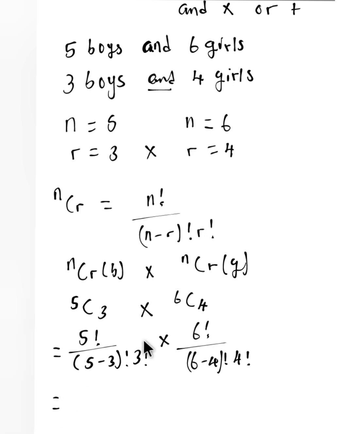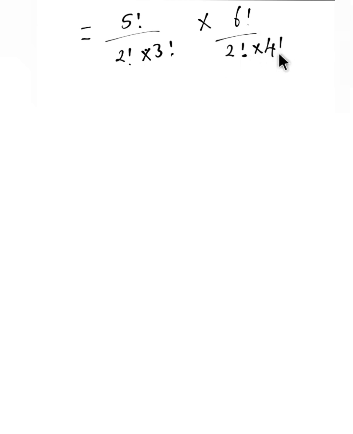If we simplify this further, it becomes 5 factorial all over 2 factorial, since 5 minus 3 is 2, times 3 factorial, times 6 factorial all over 2 factorial, since 6 minus 4 is 2, times 4 factorial. From the previous page, we stop at 5 factorial all over 2 factorial times 3 factorial, times 6 factorial all over 2 factorial times 4 factorial.